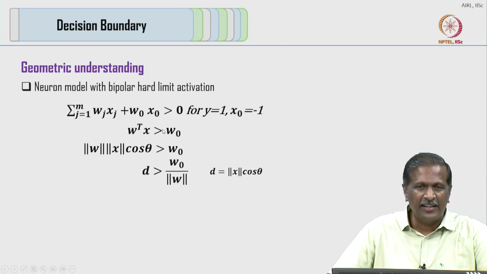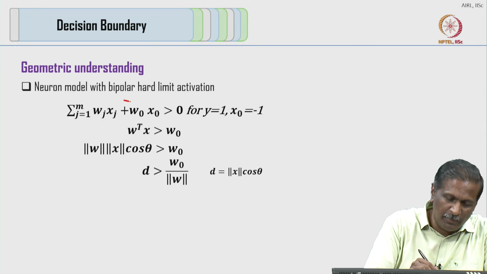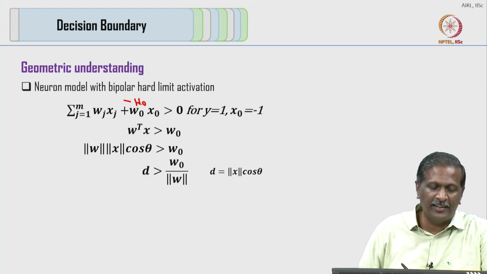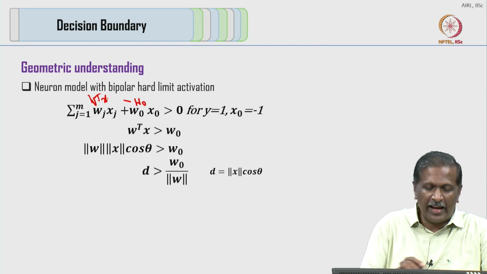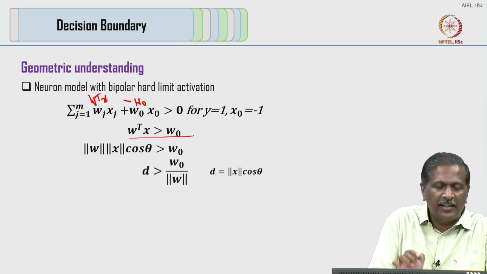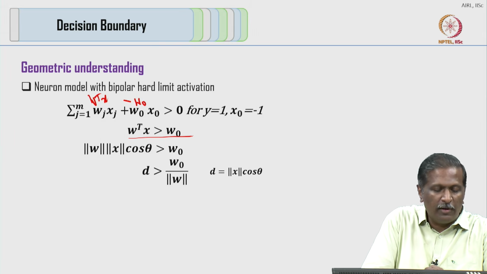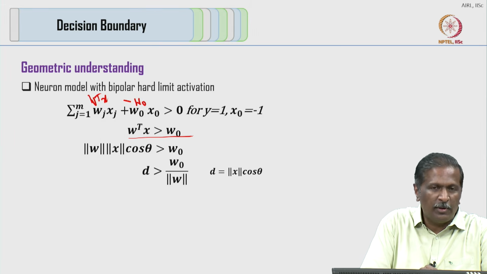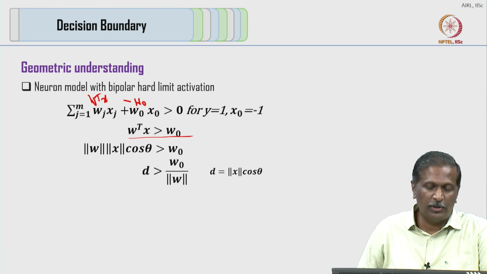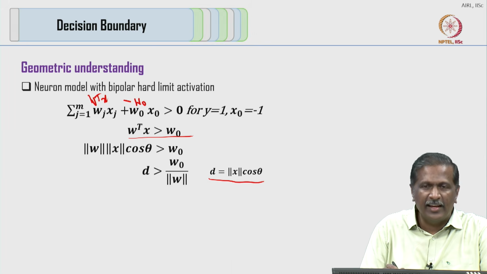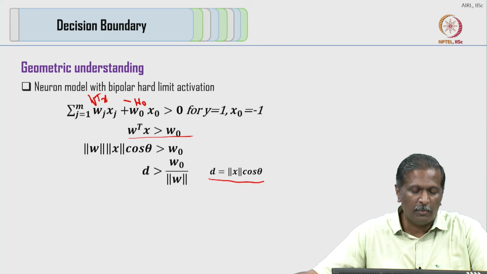W transpose x should be greater than W0. What will happen here? W0 x0 will become minus W0, right. So, this one is nothing but W transpose x, and I can write W transpose x is greater than W0. W transpose x is nothing but the norm of the weight vector W times the norm of the input x into cos theta, which should be greater than W0. If I define D as x cos theta, then D is nothing but W0 by the norm of W.